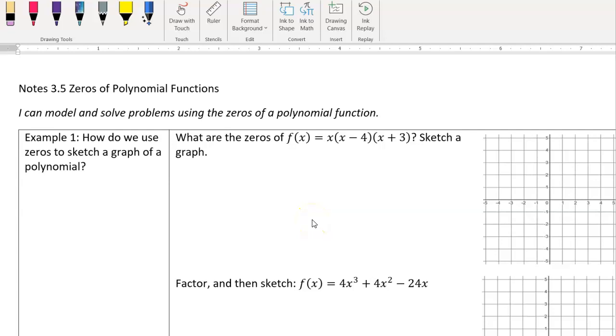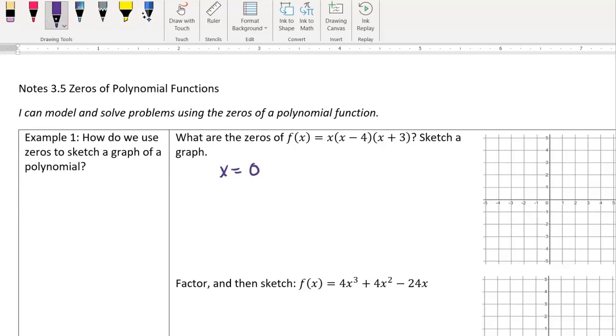Well, welcome. In this video, we're going to be looking at how to identify zeros of polynomial functions and how we can use those zeros to be able to sketch a graph. So let's look at this first example. Anytime we want to identify zeros, zeros is just another name for x-intercepts. So to find the zeros, we're going to set each of these factors equal to 0 and solve them.